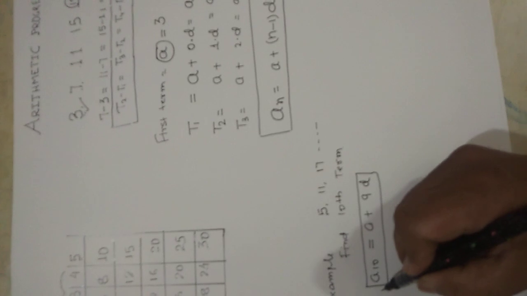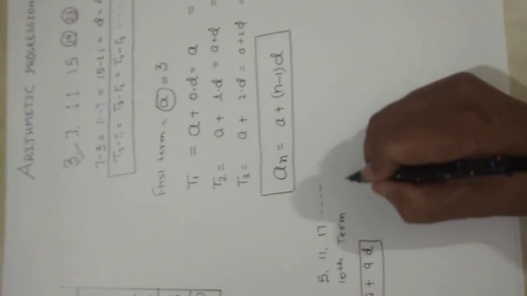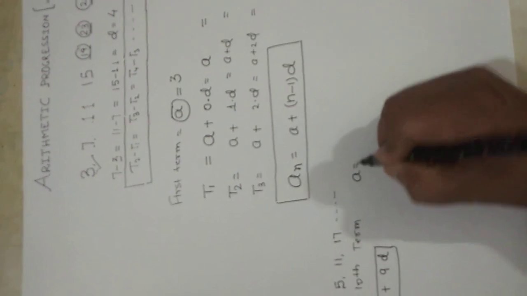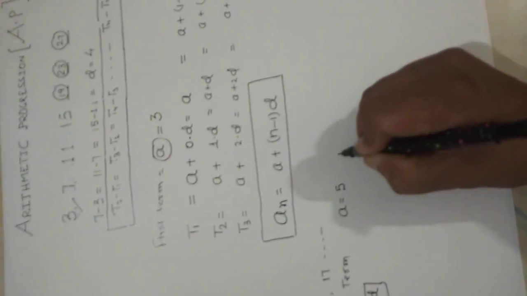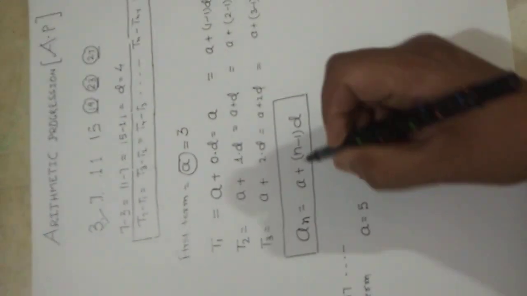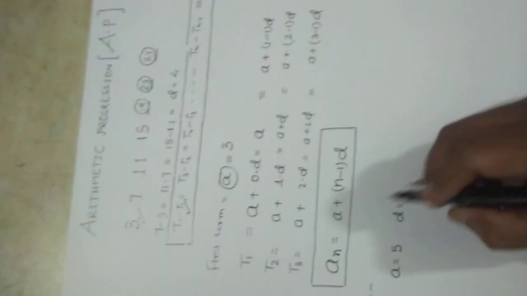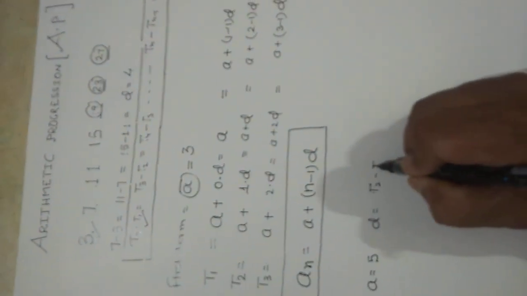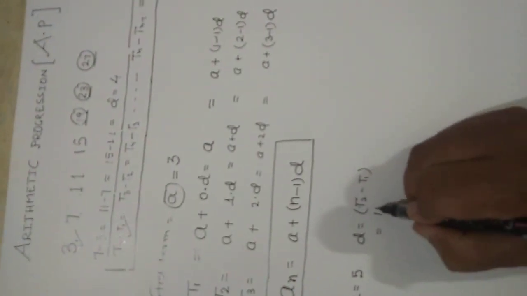But why are you starting directly? Maybe you have confusion. So I will not start from here. I will start from here. First of all, I will write A. A is equal to 5. Then I will write D. D is equal to what? T2 minus T1. Second term minus first term. 11 minus 5. This is 6.